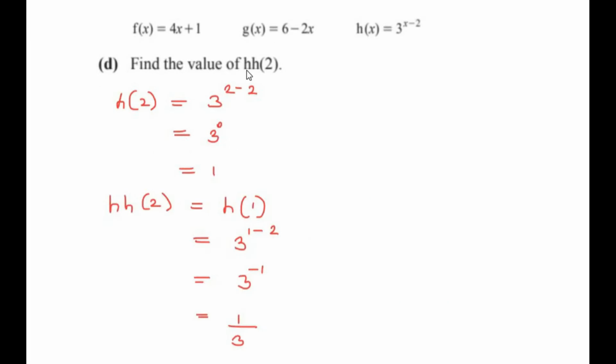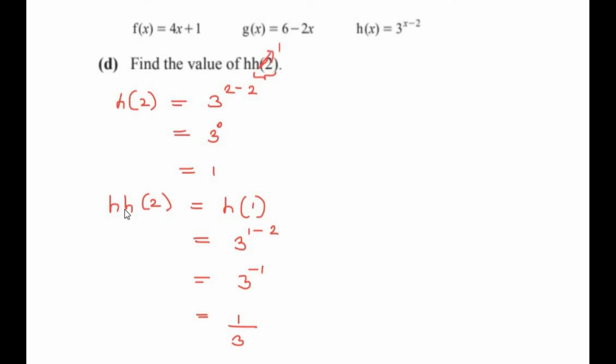Find the value of h of 2. Now we are going to start with the inner function first, that is h of 2. And h of x function is given. So wherever we have x, we are going to replace it by 2. So here we have written h of 2 is equal to 3 to the power of 2 minus 2. 2 minus 2 gives us 0. So 3 to the power of 0 is 1. So this inner function has the value of 1. So this has gone down to 1.